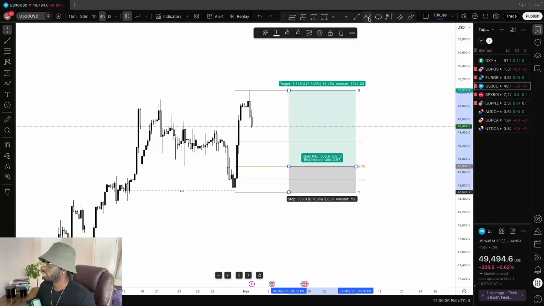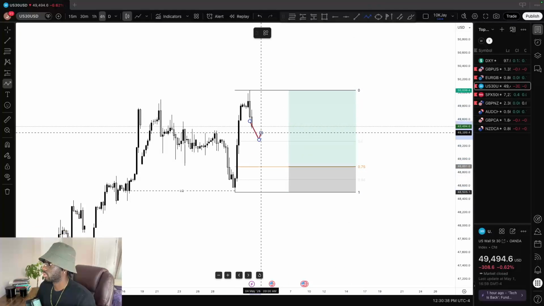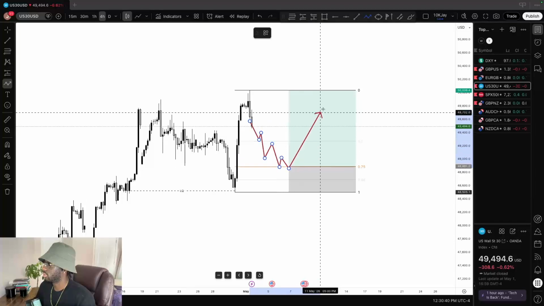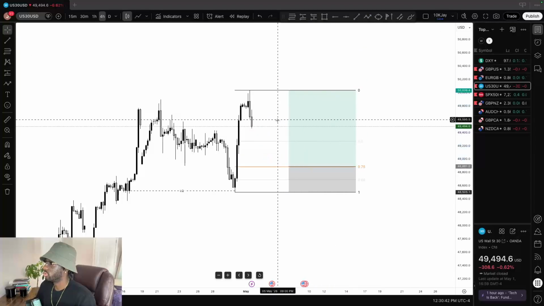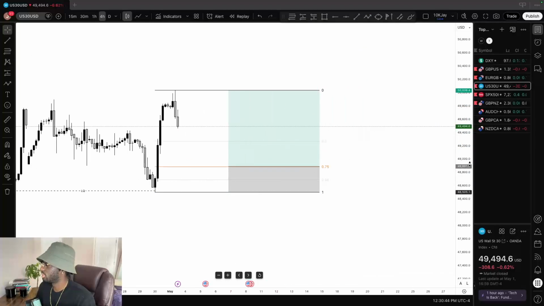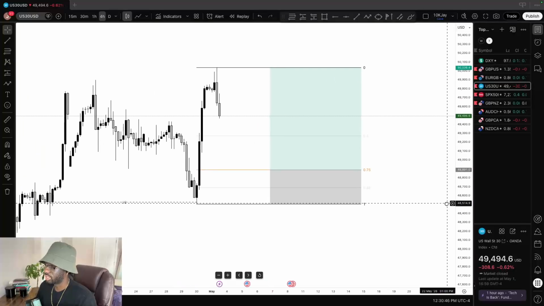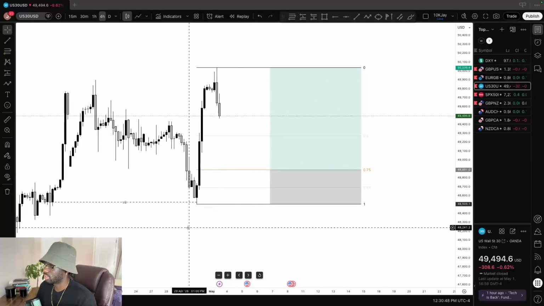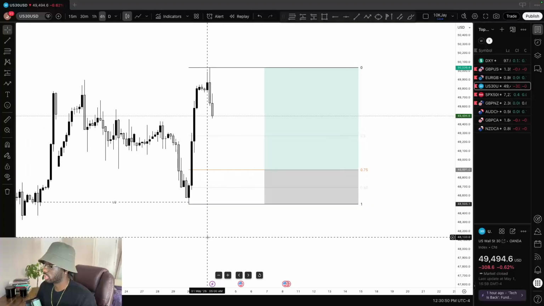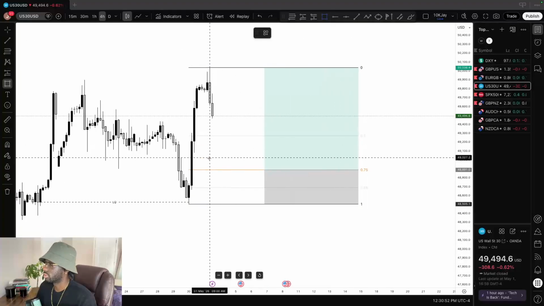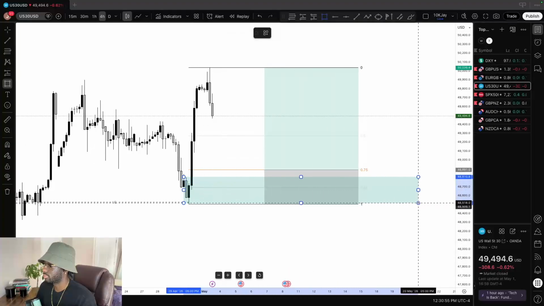So we just wait for a pullback to go up. And for US30, I would prefer to confirm my entry instead of just entering right away. I would need an entry confirmation. We have a 4-hour order block right here.